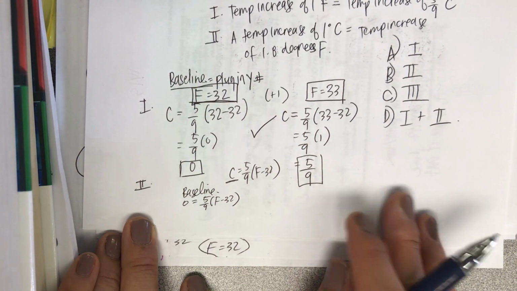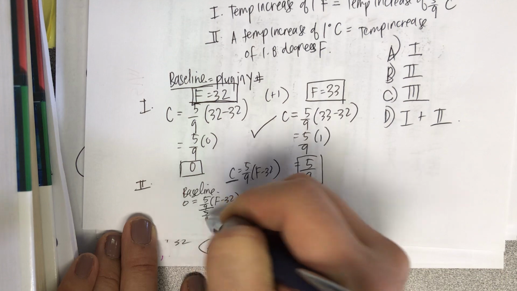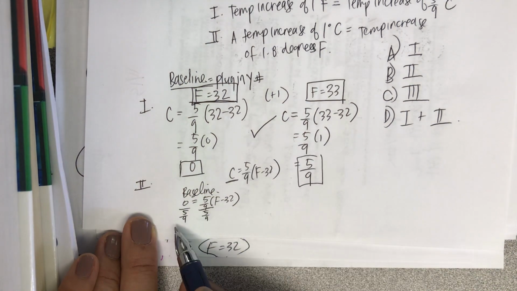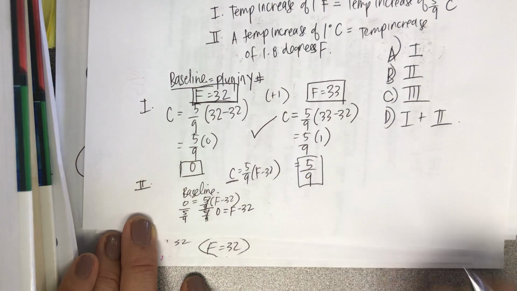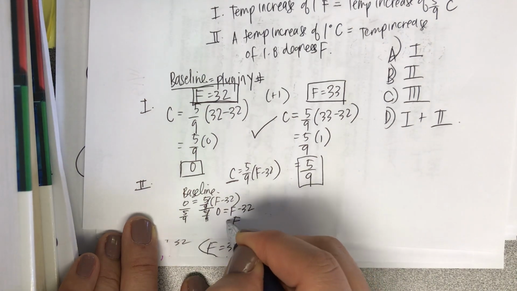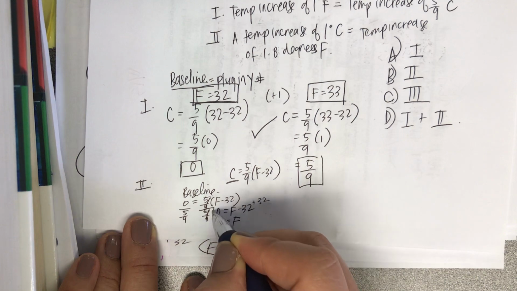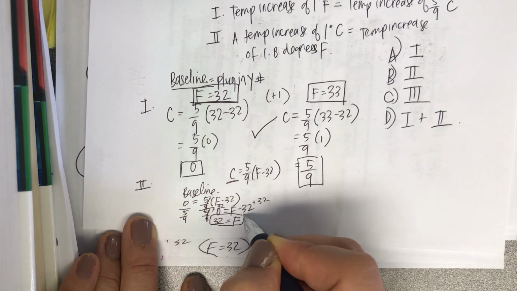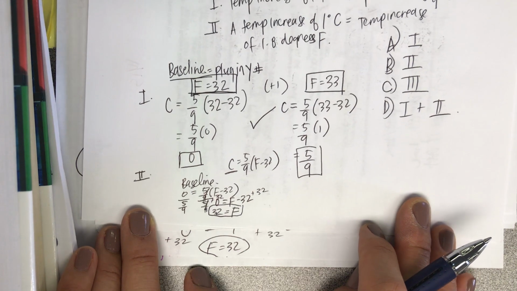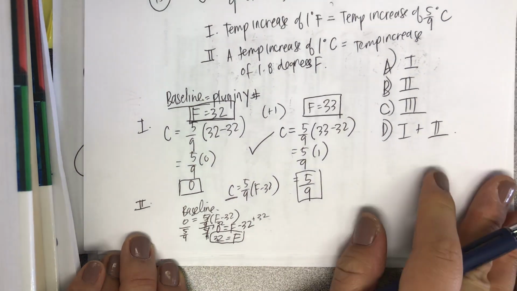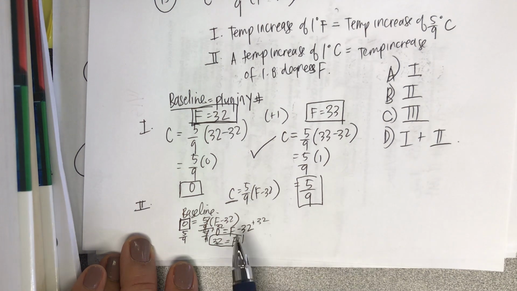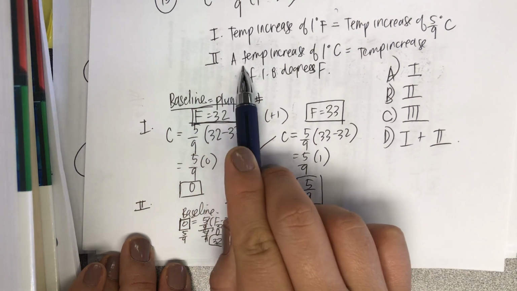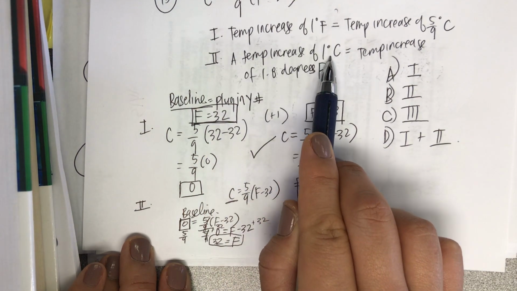So I'm going to have to divide out the 5/9. 0 divided by anything is 0. That crosses out, so it's going to be 0 equals F minus 32. Move the 32 over, and F is going to equal positive 32. That's my baseline. So when the Celsius is at 0, my Fahrenheit is at 32. Now they want to know, so this is my baseline. Let's do what number 2 says: a temperature increase of 1 degree Celsius.